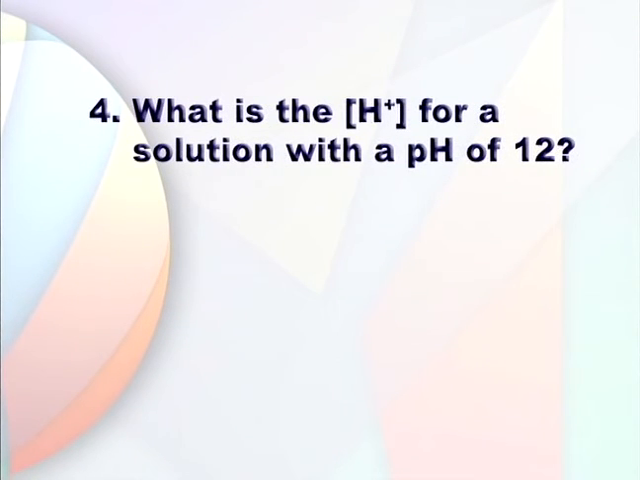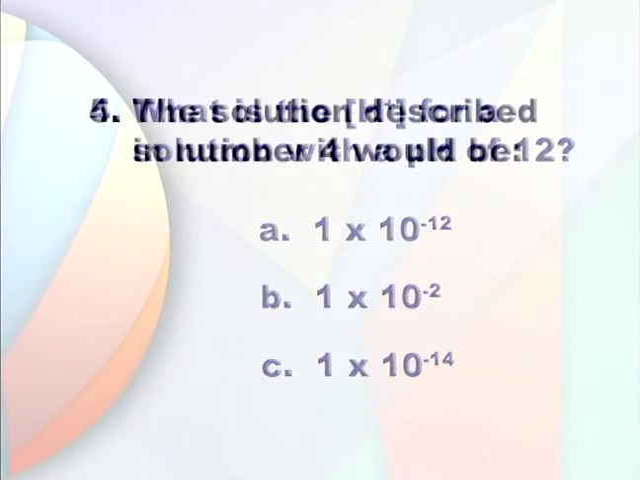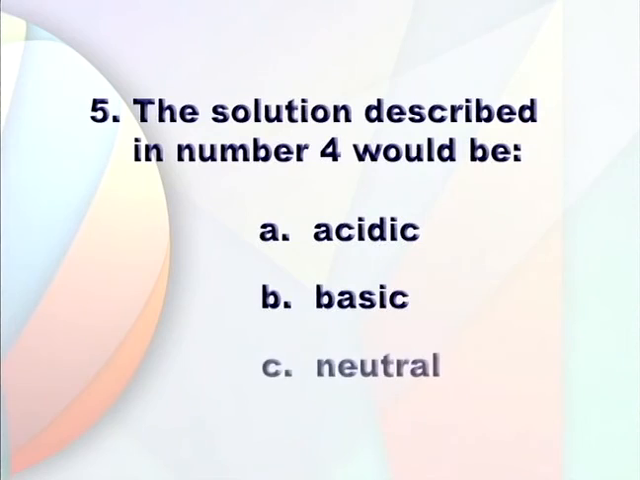Number 4. What is the hydrogen ion concentration of a solution with a pH of 12? A. 1 times 10 to the negative 12, B. 1 times 10 to the negative 2nd, C. 1 times 10 to the negative 14th. And finally, number 5. The solution described in number 4 would be A. acidic, B. basic, C. neutral.